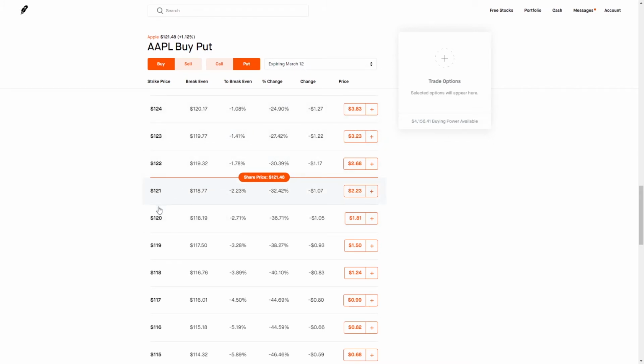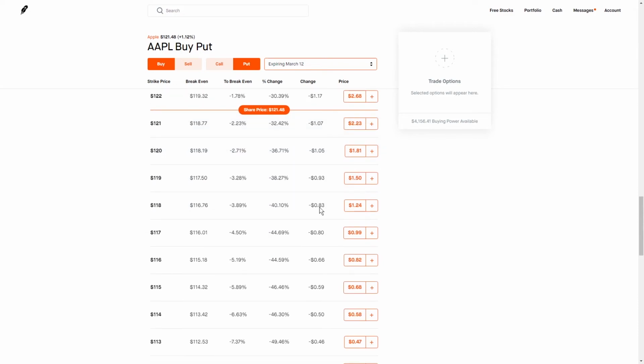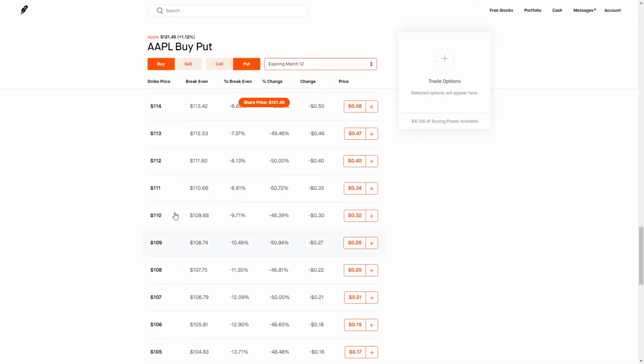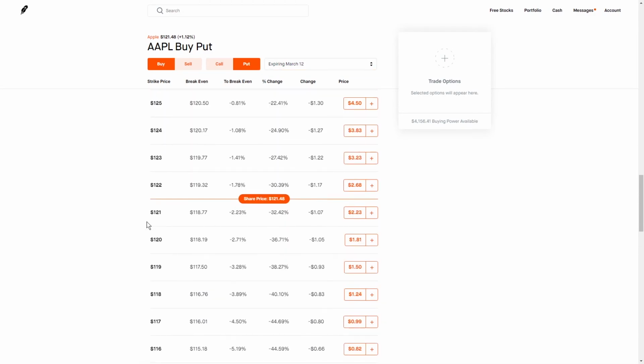So with puts, if the price of Apple goes below or stays below $120 at expiration, which is March 12th again, then we will have the right to sell 100 shares at $120. This means if Apple, say, goes all the way to $110, we still get to sell our shares at $120 because that's our chosen strike price.